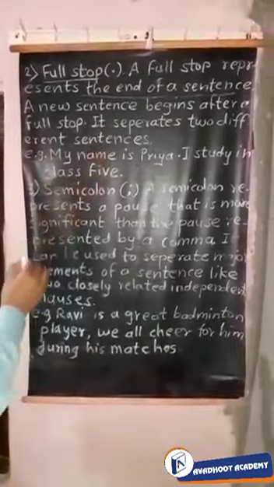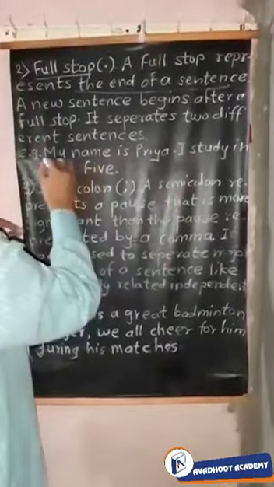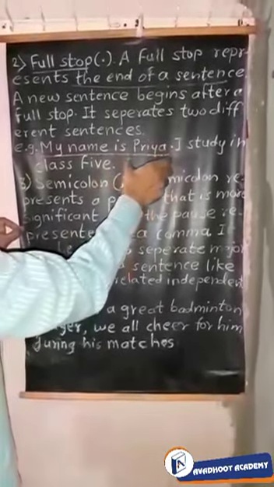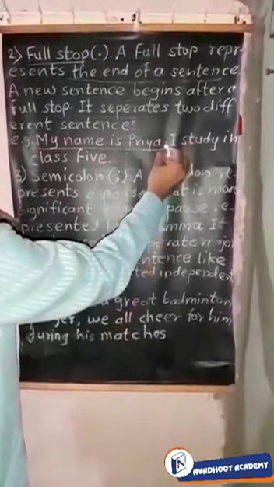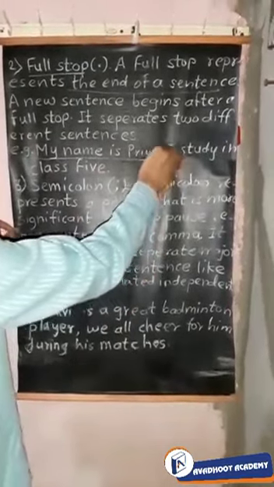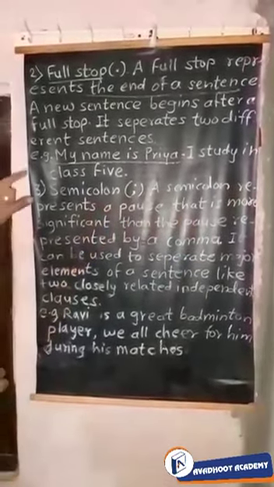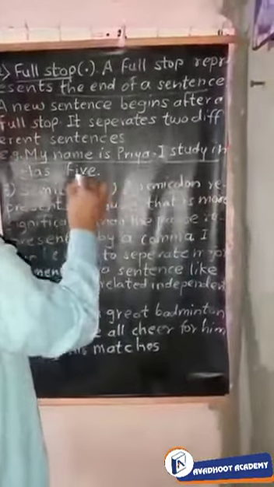See the first example: My name is Priya. This sentence is complete. After completing the first sentence, the second sentence starts after giving a full stop. So, my name is Priya, full stop, I study in class 5.